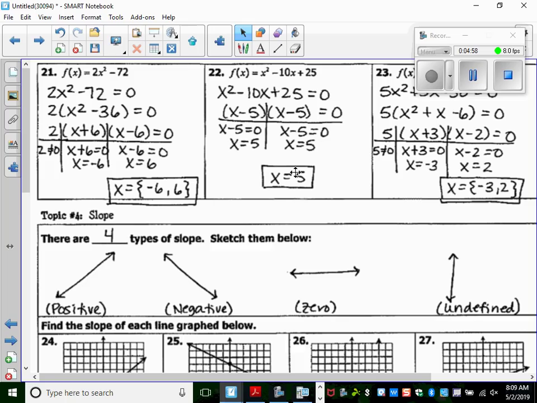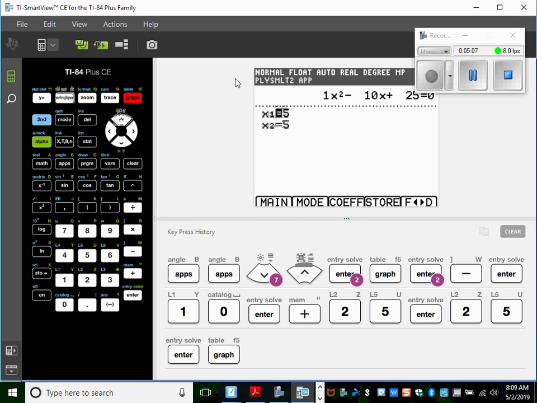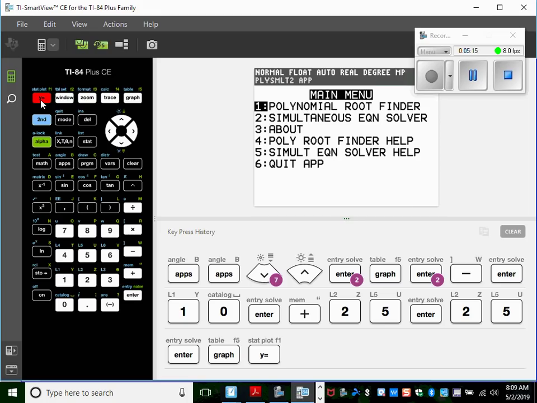Okay, so let's do another one. Let's do number 23. You don't have to go all the way back to apps. If we want to do another problem, we can just go back to main. What button is under that? Hit your Y equals key and it'll just take you back to here. You don't have to go back to apps and all that. Okay, hit enter.